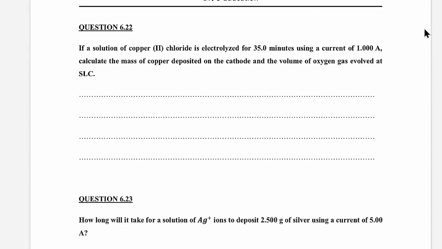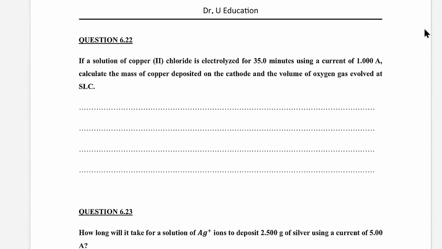Okay, let's do this question, everybody. If a solution of copper 2 chloride, so now they have specifically given you copper 2 chloride, so you know copper 2 plus, is electrolyzed for 35 minutes using a current of this much, calculate the mass of copper deposited on the cathode and the volume of oxygen gas evolved at STP. Can you do that?